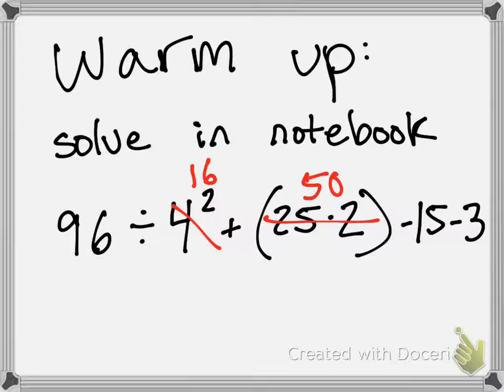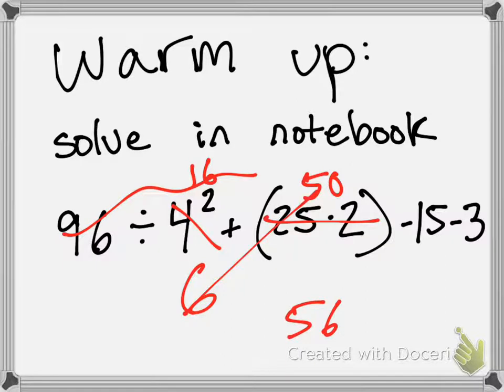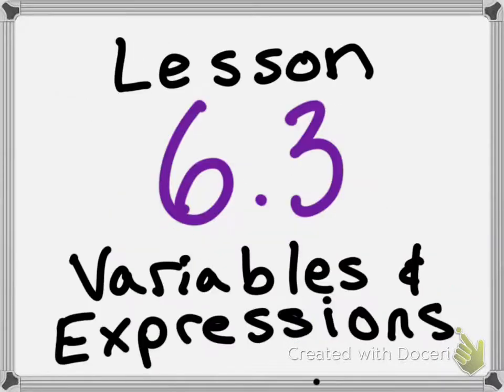What is 96 divided by 16, Lucy? 6. So then I cross this whole thing out because I don't want it. And now I've got 6. Now what do I do? Who can tell me what I do? It's pretty straightforward here, Liam. Add it to 6. 50 becomes 56. Then I have the minus 15 minus 3. It's our last step. We can just do those. It becomes, what's our answer, Adriana? 38. Great job.